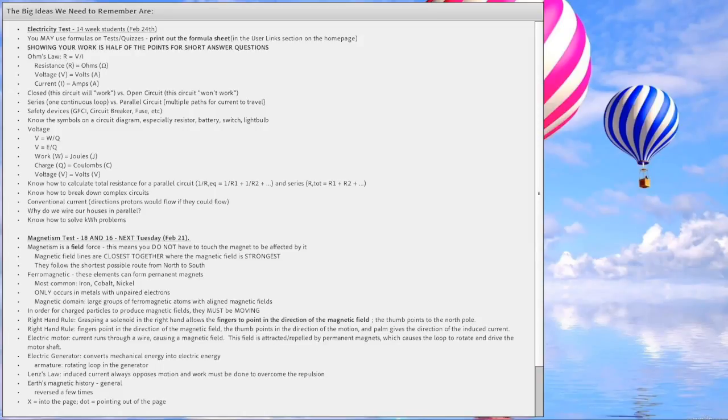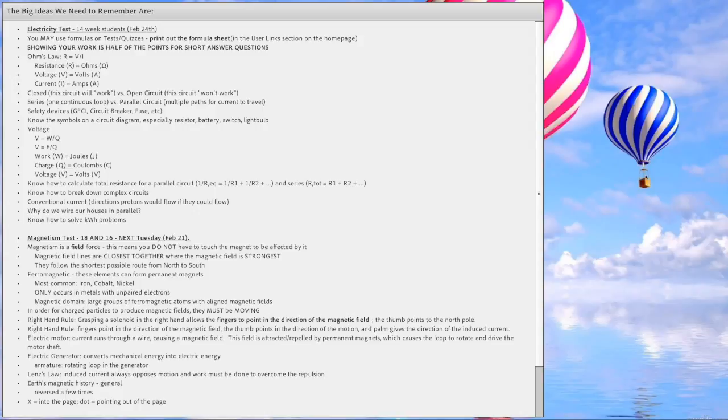My thumb is going to be pointing towards me, so that's the direction of the motion. And then my palm is where the induced current is. My palm is facing towards the left side, so the induced current is going to go towards my left side.